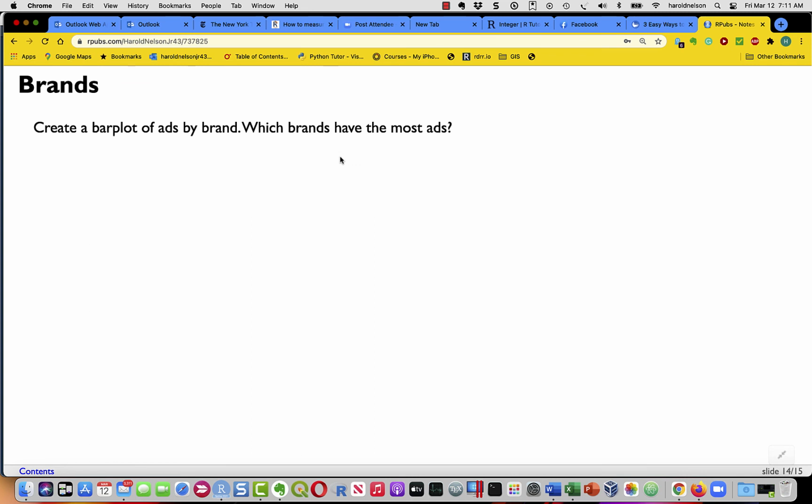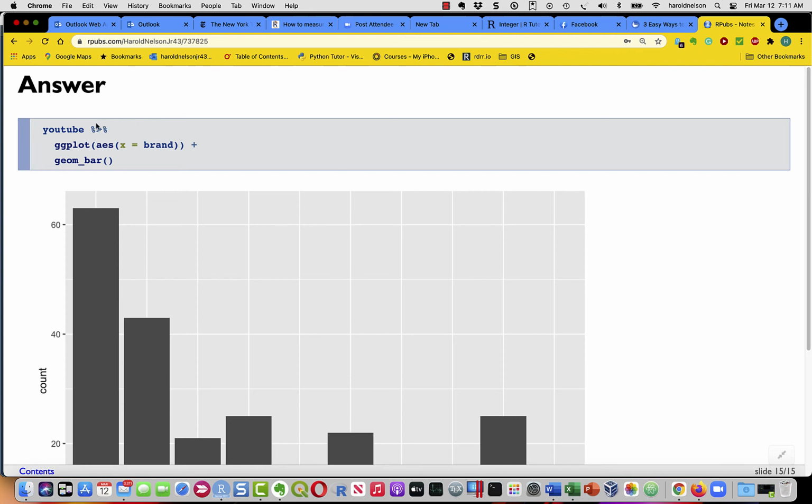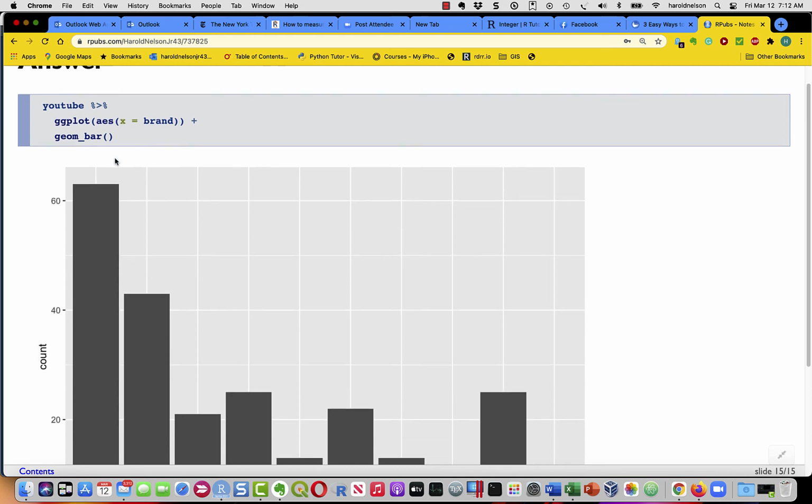Brands. Which brands are the most common in these ads? And to look at that, I'd like you to create a bar plot of ads by brand. And which brands have the most ads? That's the question we're pursuing. So again, this is a pretty simple, straightforward one. Stop the video, take 5-10 minutes to do this, and come back and look at it. Okay, you're back. Very simple. YouTube, ggplot. The aesthetic just maps the variable brand to the x-axis visually, and then geom_bar.